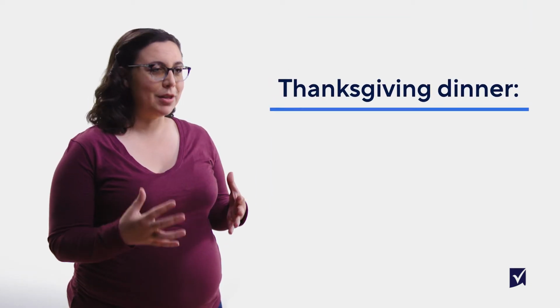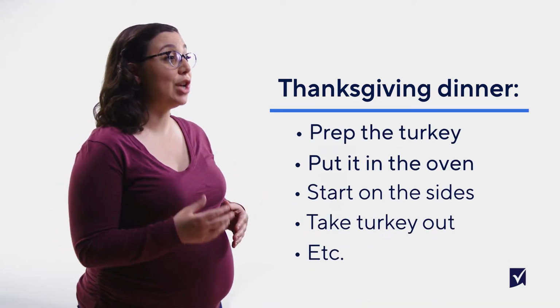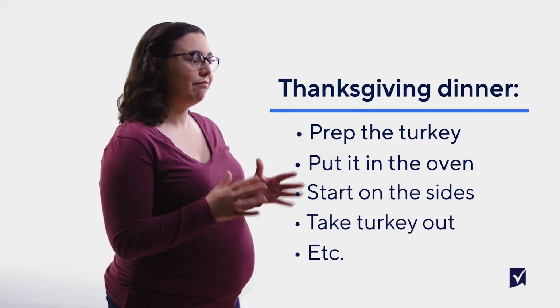Think about Thanksgiving dinner. It's a huge endeavor, but when you break up the effort into incremental tasks, the whole thing becomes more manageable. You'll have to prep the turkey, put it in the oven, start on the sides, take the turkey out to let it rest, change the oven temperature to bake the pie. You get the picture. Agile also prioritizes continuous feedback, which often results in changes to the original project plan. For example, you might sample the turkey and decide it needs a little bit more time in the oven, or try the mashed potatoes and realize they need a touch more cream.